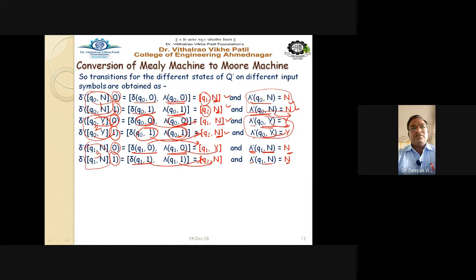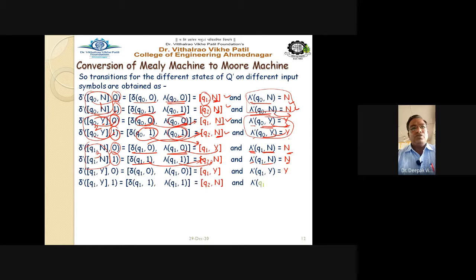Now the fourth state is the Q1Y and the Q1Y on 0 and 1. So this is your fourth state on 0 input and 1 input, right? So Q1 on 0, Q1 on 1, delta Q1 on 0 goes to Q1, delta Q1 on 1 goes to Q2. Getting this point? And lambda Q1 0 is the value Y, and lambda Q1 1 is the value N here. So from the table we have written here, and lambda dash, so this is the fourth state Q1Y, the output is Y always. For this state it is N always. Getting this point? So these are the 4 plus 4, 8 transitions.